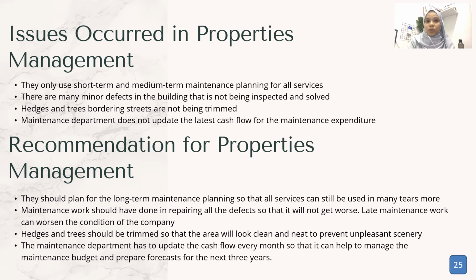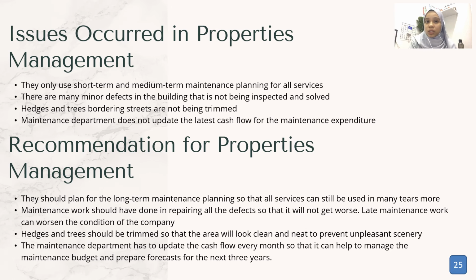Now, we will look at issues occurring in properties management and their recommendation. The first issue in properties management is they only use short-term and medium-term maintenance planning for all services. There are many minor defects in the building that are not being inspected and solved. Hedges and trees bordering streets are not being trimmed, and the maintenance department does not update the latest cash flow for the maintenance expenditure.